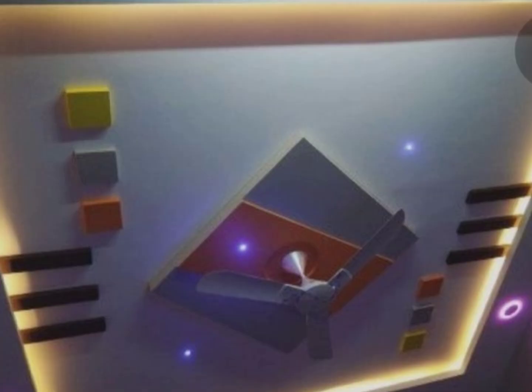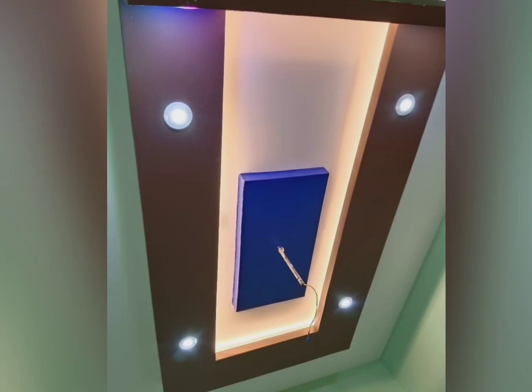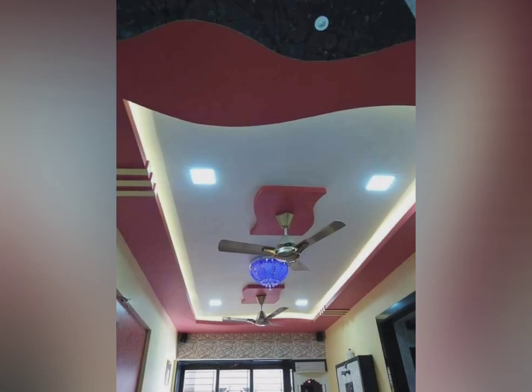To calculate the false ceiling price, you just require the area in square feet and the POP false ceiling rate. If you multiply both of them, the total price will come exactly to what it will cost for your room.